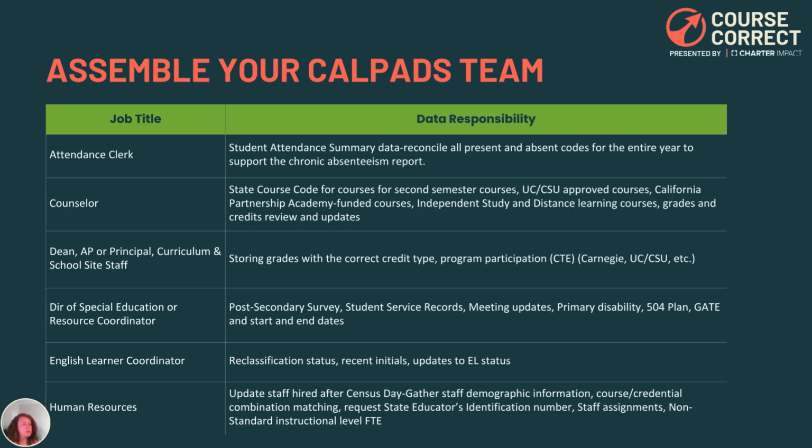And different people may need to collaborate and come together. So for example, these are some examples of the people that may be involved in the process. Your school might look different, but you'll need someone looking at attendance data and making sure that's good to go. You'll need someone looking at your course information, the CTE information, your work-based learning information.